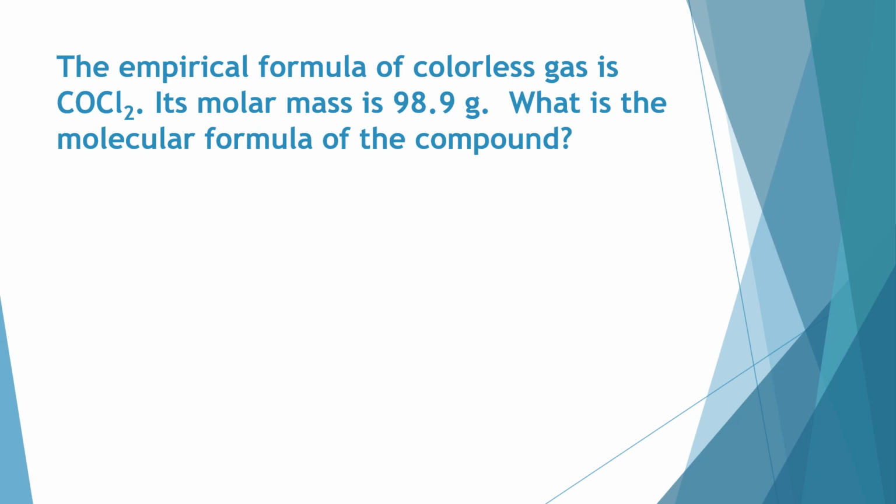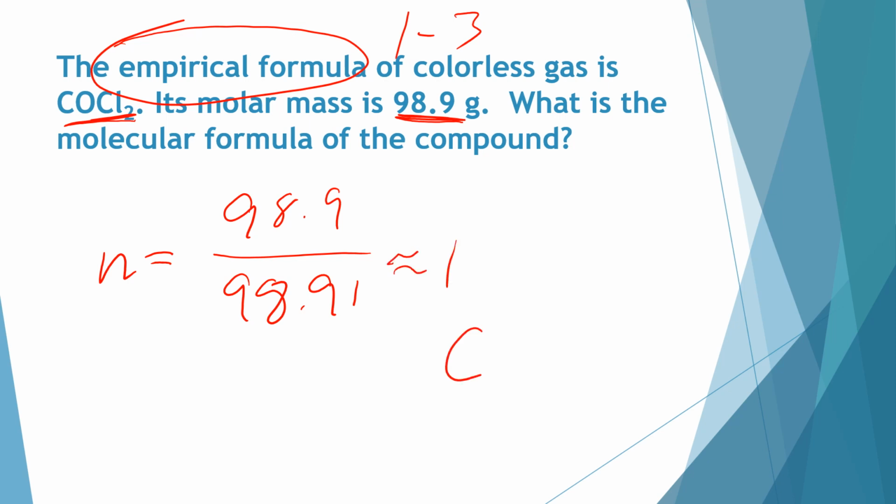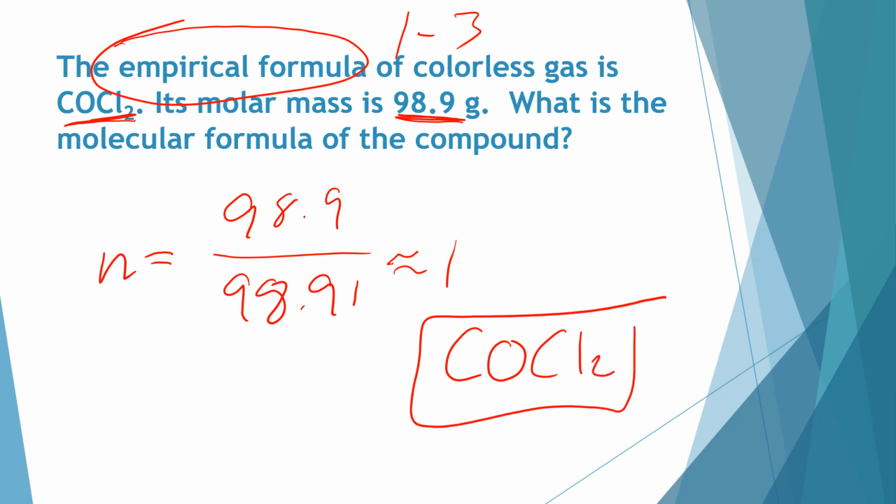Okay. So what is the molecular formula? We have steps 1 through 3 already taken care of for us. So my N will be my molar mass given in the problem divided by the molar mass of this. And if you did this right, you should end up with something like 98.91, which is approximately 1. Therefore, my molecular formula is COCl2. It doesn't change because I distribute a 1.